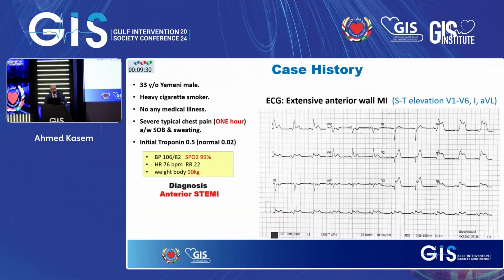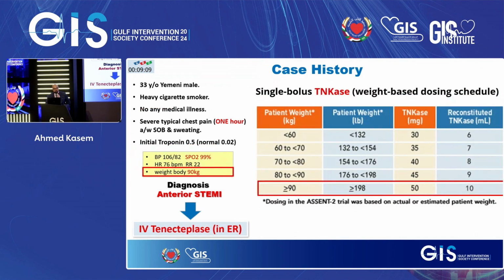Our patient is a young patient, 33 years old, Yemeni, male, heavy cigarette smoker, with no medical illness before. He presented with 1 hour of chest pain, shortness of breath, and sweating. ECG showed ST segment elevation in the anterior leads, and we gave him thrombolytic therapy, tenecteplase, IV bolus, 50 milligrams, according to body weight.